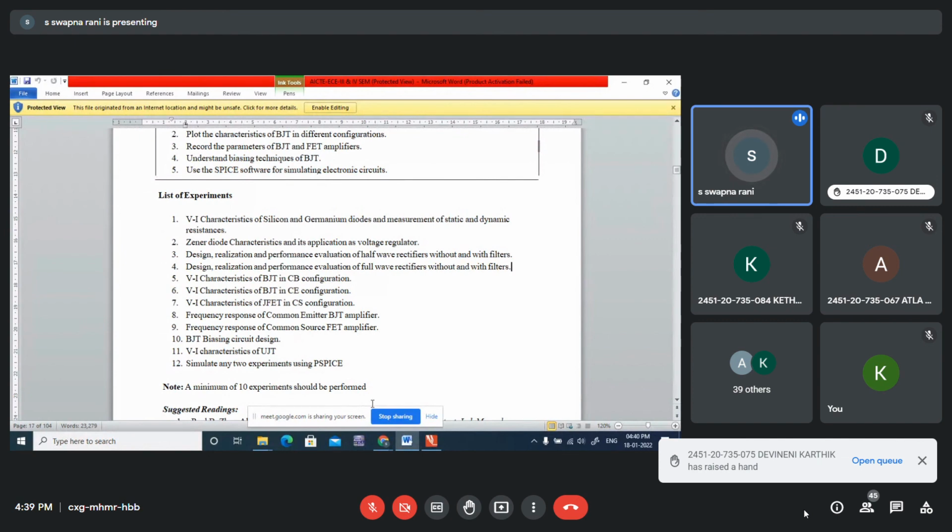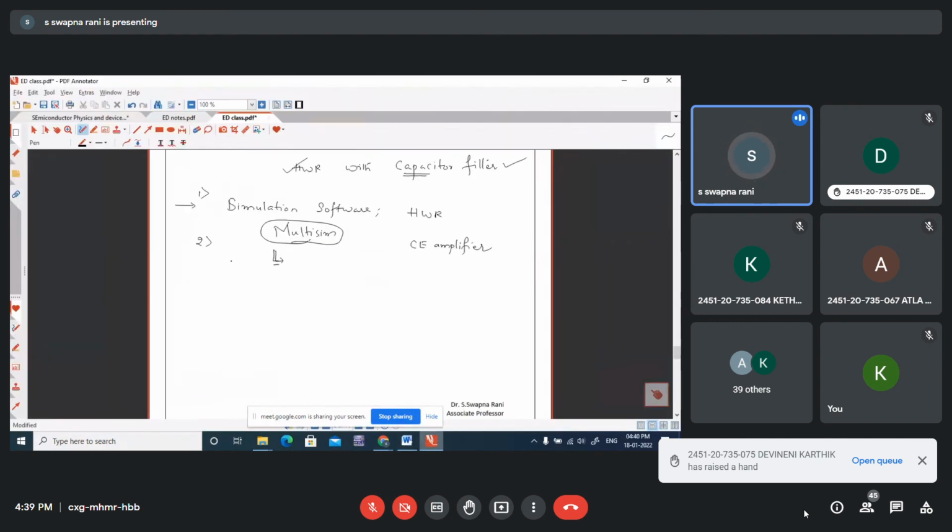In a similar way, you need to write the procedure, circuit diagram and calculations. So for biasing, you need to write all the 3 biasing circuits. So fixed biasing circuit, collector to base, all the three biasing circuits you need to write in your record. Though they are not there in the lab manual, all the three you need to write in the record. So first, design calculations. You need to write the design calculations.